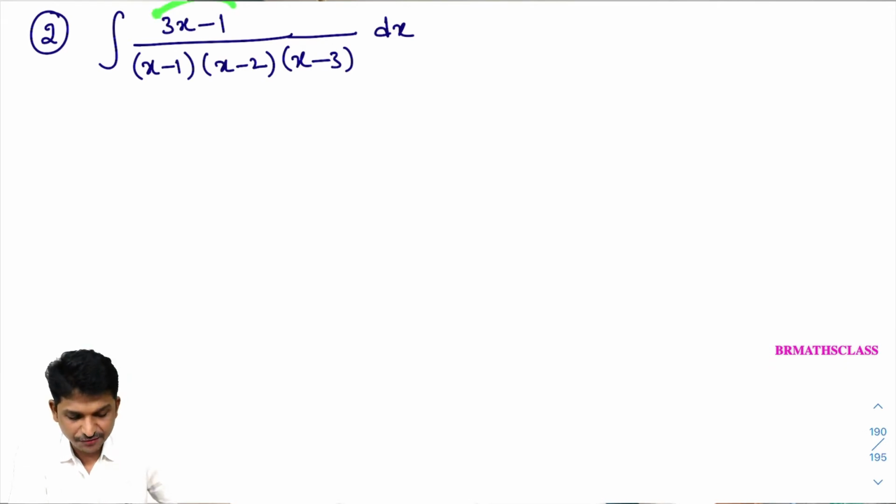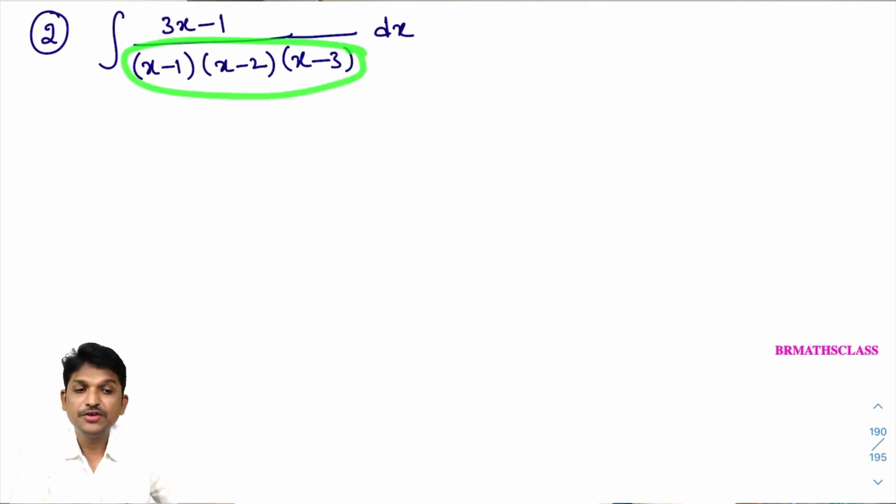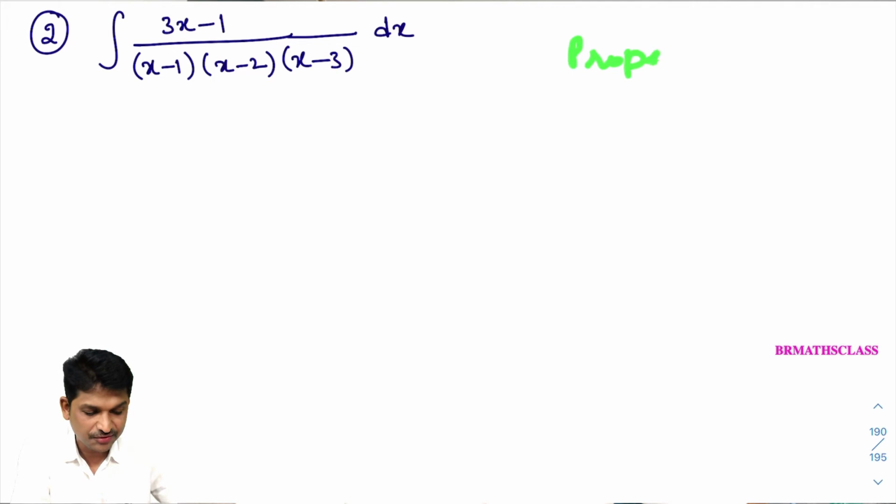First point, degree of numerator please. Degree of numerator is 1. What is the degree of denominator? Degree of denominator is 3. Very good. So the degree of numerator is less than the degree of denominator. First, it is a proper rational function, correct? Okay, it is a proper rational function.